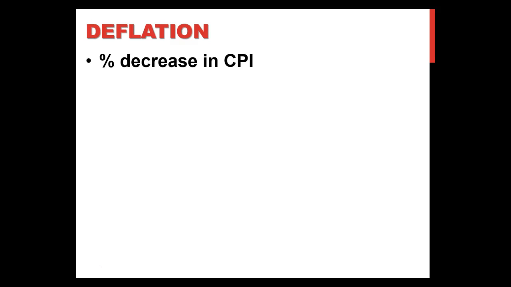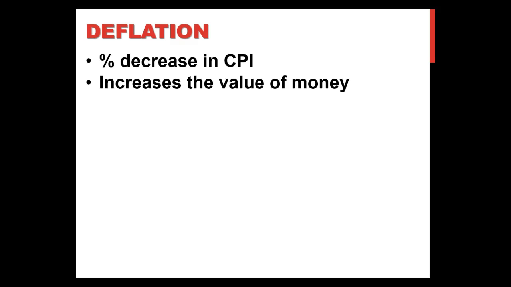The government could also measure changes in CPI and see that there's a % decrease in it. When the consumer price index gets smaller, we see an increase in the value of money because now it takes fewer dollars to buy the same amount of products and services. So therefore, we have an increase in our real income.